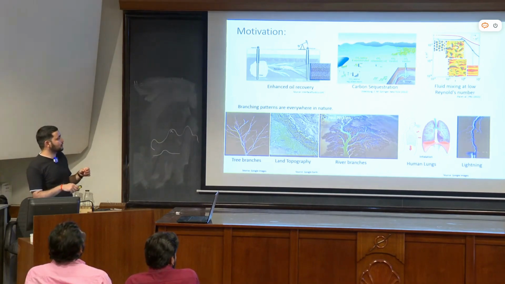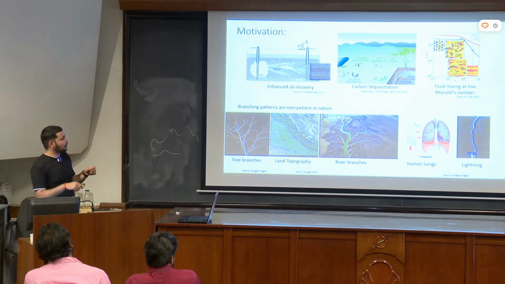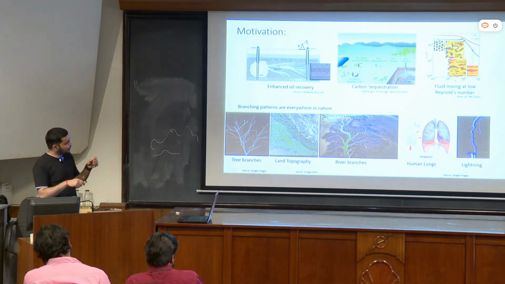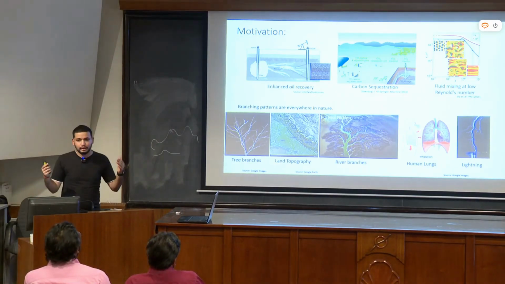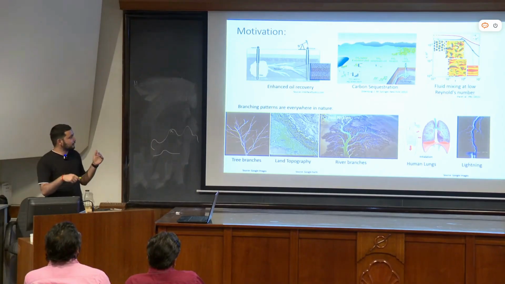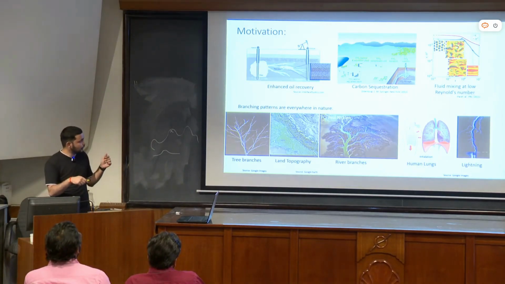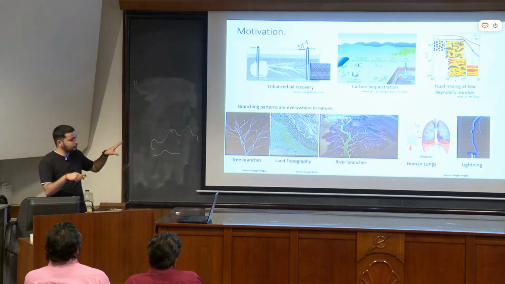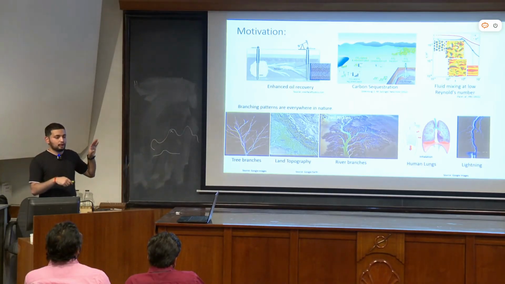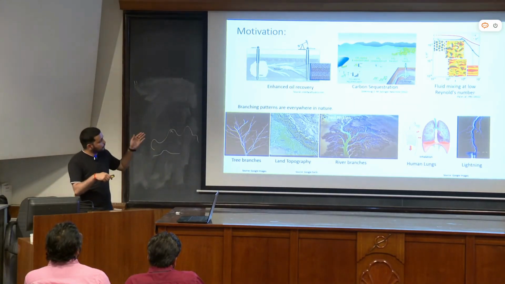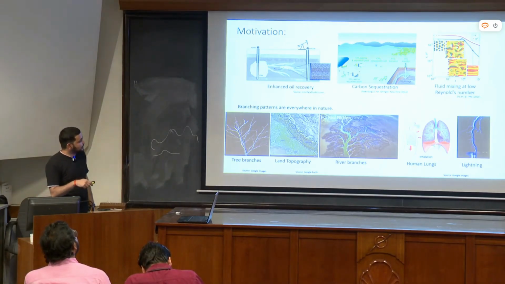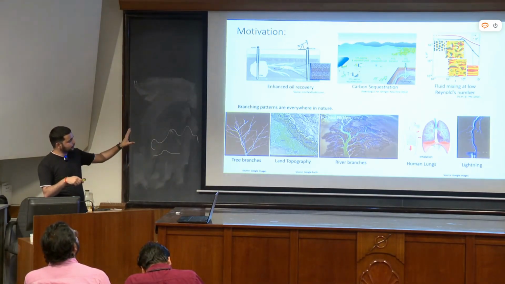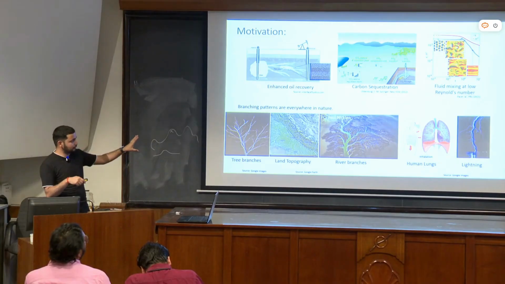Another example where the fingers are desirable is when you have mixing at low Reynolds number. At low Reynolds number, only diffusion will be there, but if these instabilities are there, they will make new interfaces, and the mixing can be done at micro scale, in micro channels. The patterns that are formed due to this branching are seen everywhere in nature. Some of the examples are tree branches, and this is land topography.